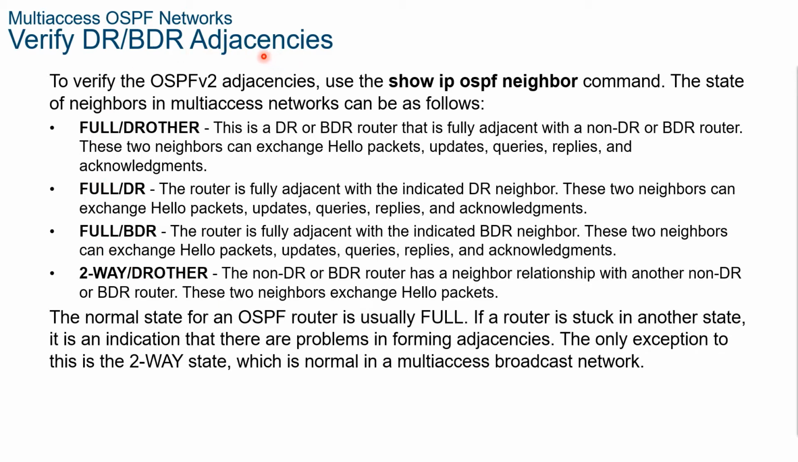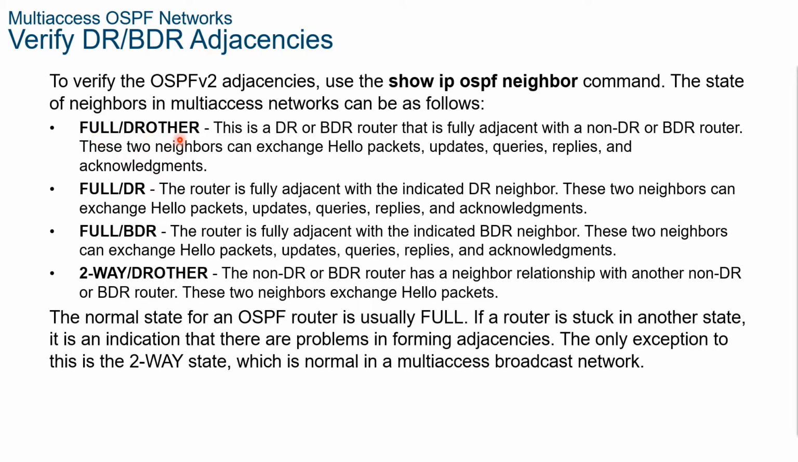So to verify the OSPFv2 adjacencies, we use the show IP OSPF neighbor command. Okay, so as shown here, show IP OSPF neighbor command. Okay, so the state of neighbors in a multi-access network can be as follows. It could be FULL/DR or BDR. What does it mean? So this is a DR or BDR.